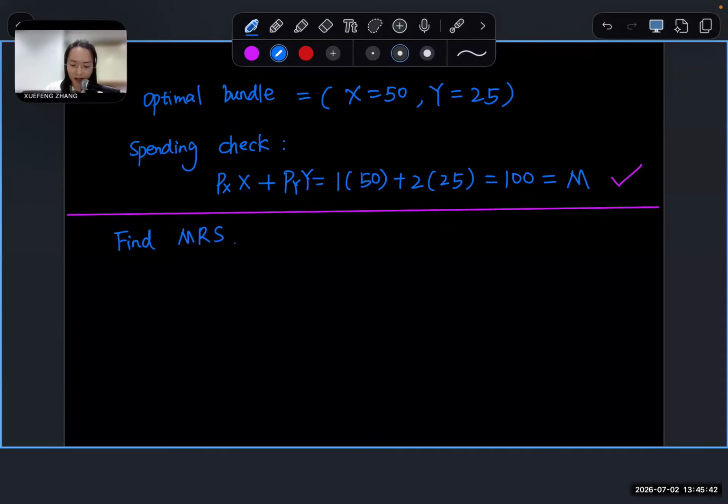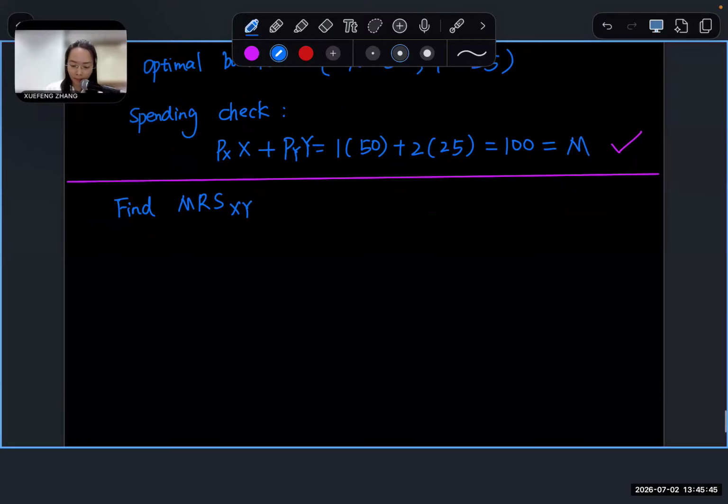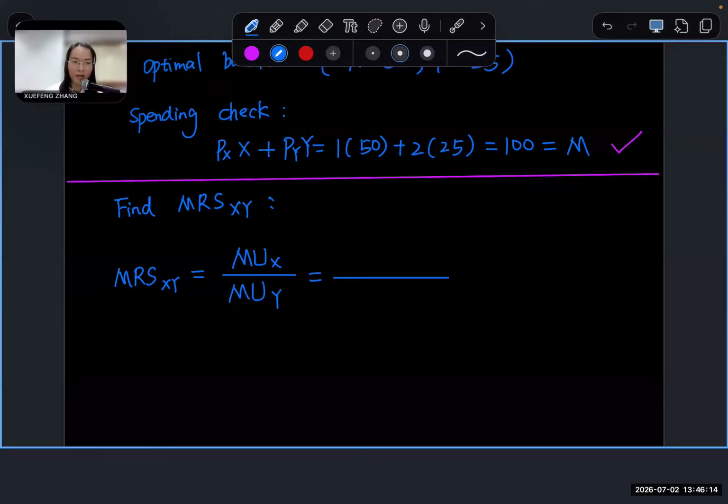In general, what is the formula for MRS XY? It's the ratio of the marginal utilities, which means the marginal utility you get from X over the marginal utility you get from Y. Because our utility function is X to the power half, Y to the power half, right?